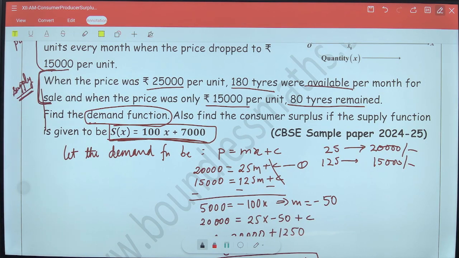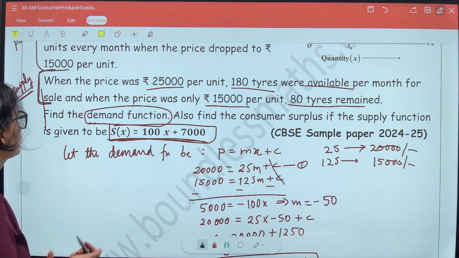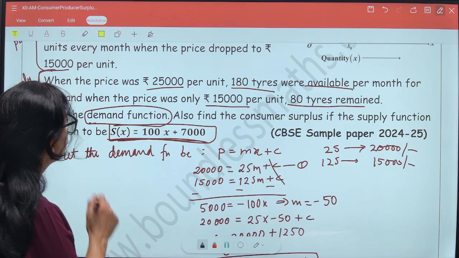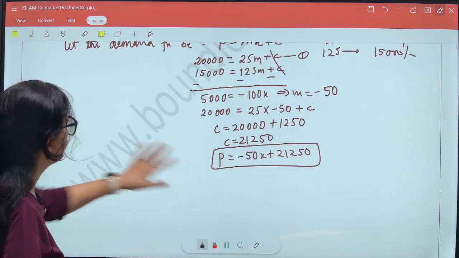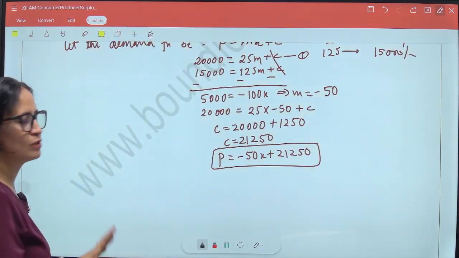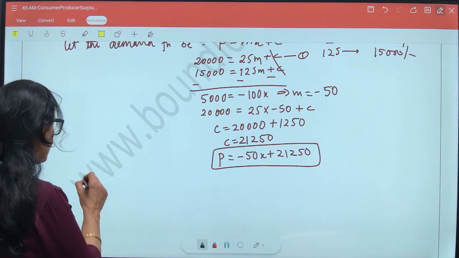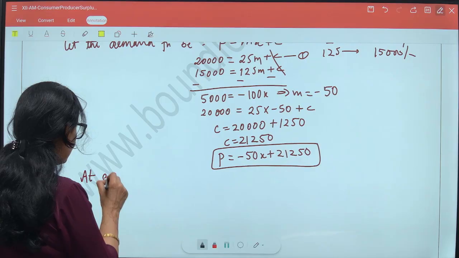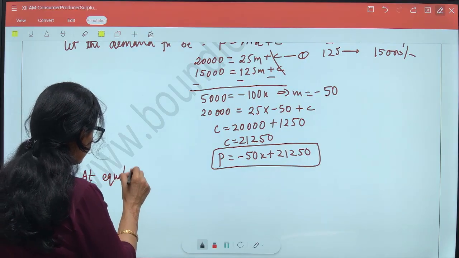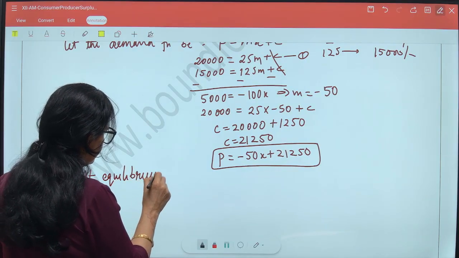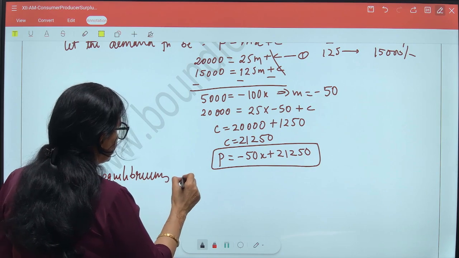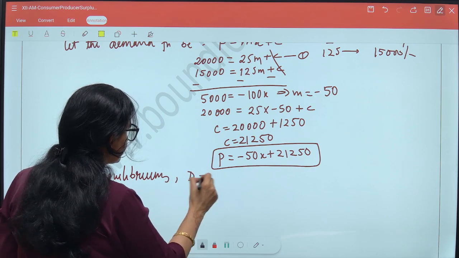So how do we find the consumer surplus? Before finding the consumer surplus, we need the equilibrium price and quantity. We have the demand function, we have the supply function, but we don't have the equilibrium price and quantity yet. So you will write at equilibrium demand is equal to supply.